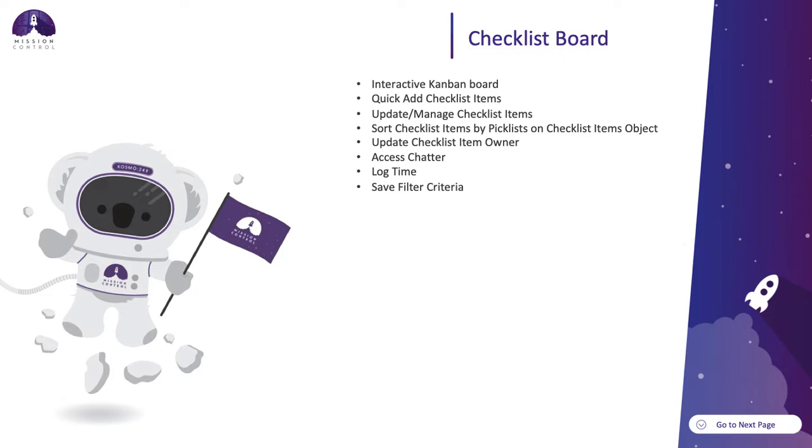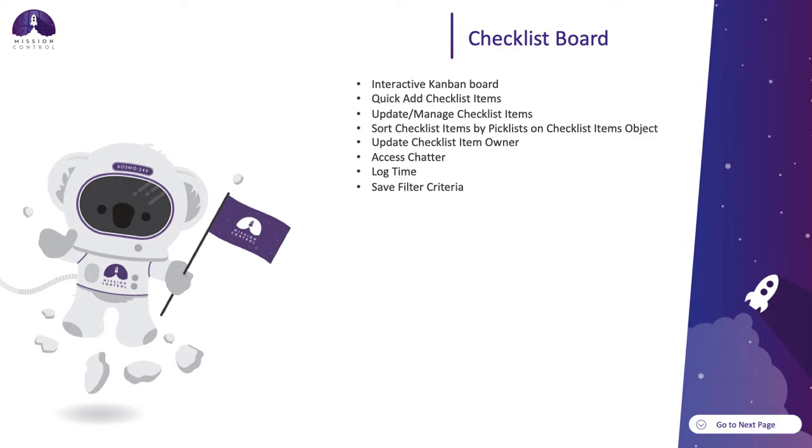The Checklist Board is an interactive Kanban board that allows you to quick add checklist items, update and manage your existing checklist items, sort your checklist items by pick lists, update your checklist item owners, and access chatter as well as log time and create filters on the checklist board.